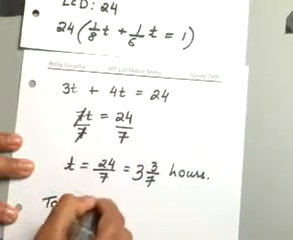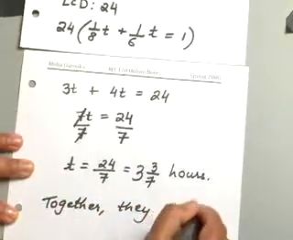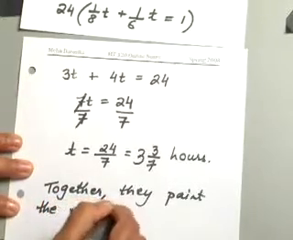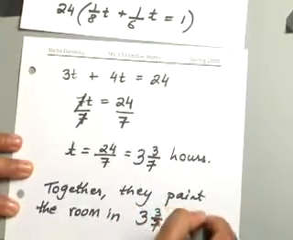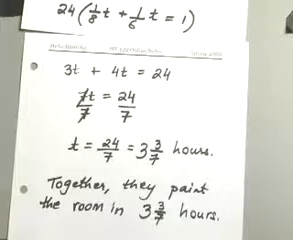Okay, so together they paint the room in 3 3/7 hours. Okay, and there you have it. That will be the end of section 6.7 and basically the end of chapter 6.